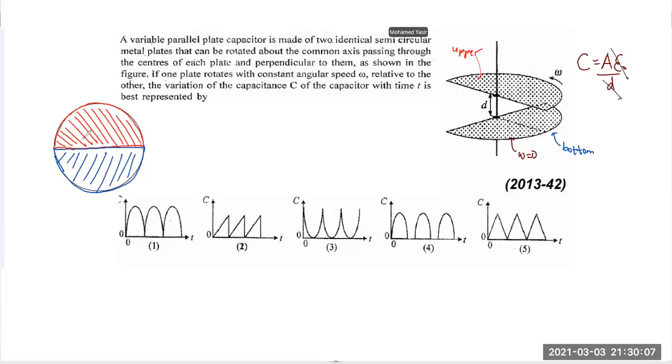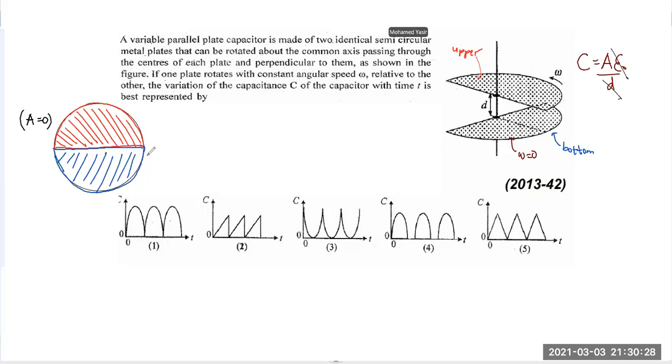Now in a situation like this, what is the area between the plates? It is zero. There's no area between the plates, because they are not sandwiching the medium between them. Hope you can understand. Now who is rotating? The upper one, the red one, is rotating. After a while, the red one is going to rotate like this.